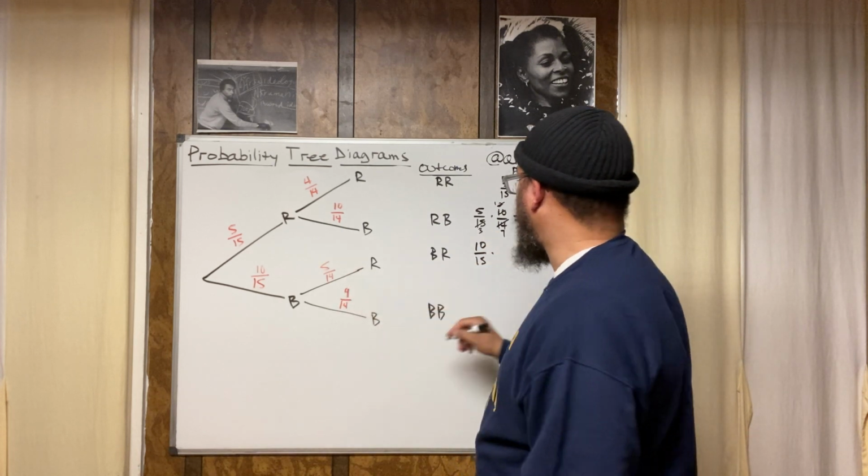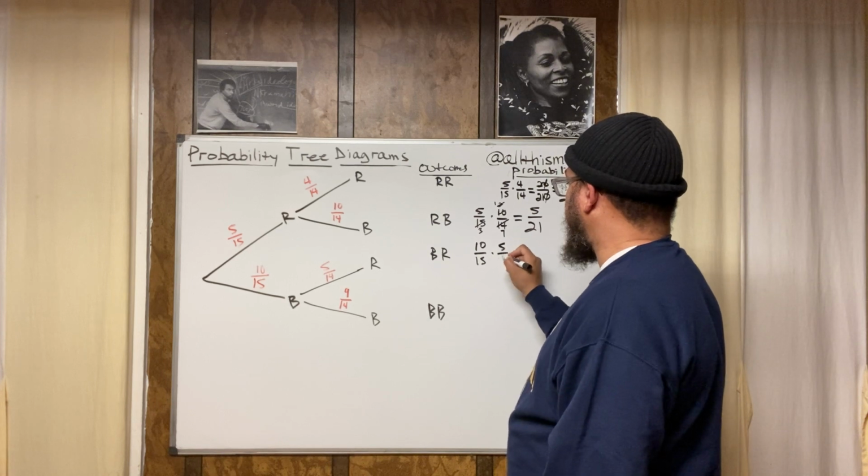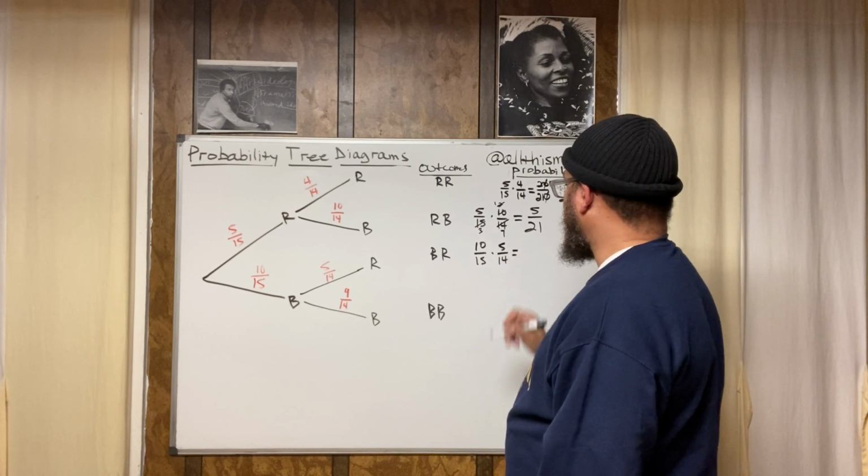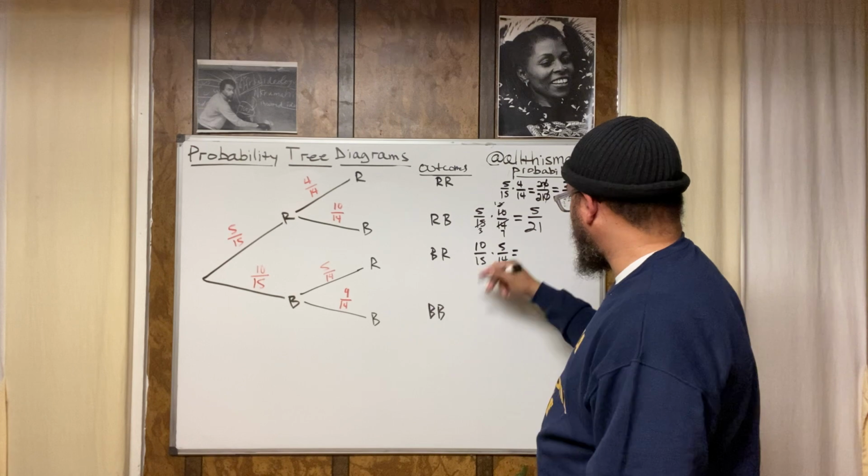The red marble is 5/14. A 5/14 chance that's going to happen. All right? Now, what can I do? I'm cross-canceling all day on this one.